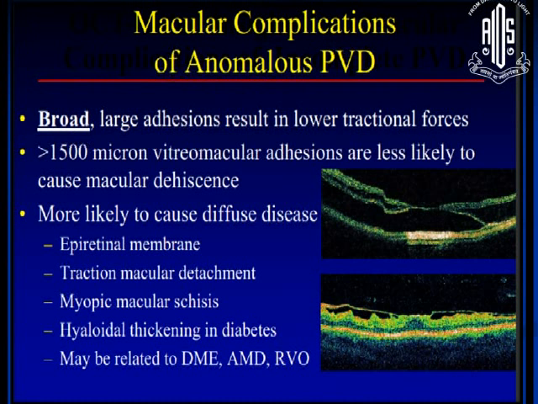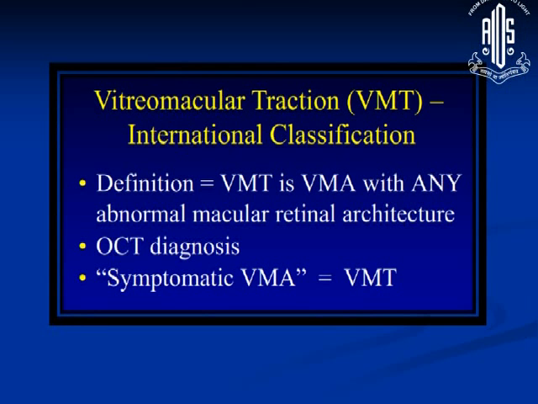Similarly, broad attachments are commonly seen with epiretinal membrane, tractional macular detachments, and myopic foveal schisis, that is myopic macular schisis, also known as tractional schisis. Concurrent disorders like diabetic macular edema, AMD and retinal vein occlusion will most often be associated with broad attachments rather than focal vitreomacular traction. So VMT is nothing but a pathological VMA. Symptomatic VMA is nothing but a vitreomacular traction.